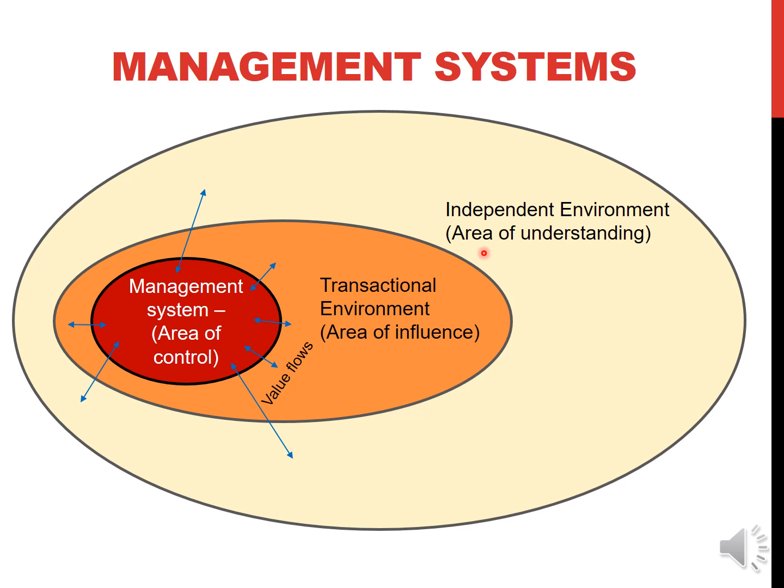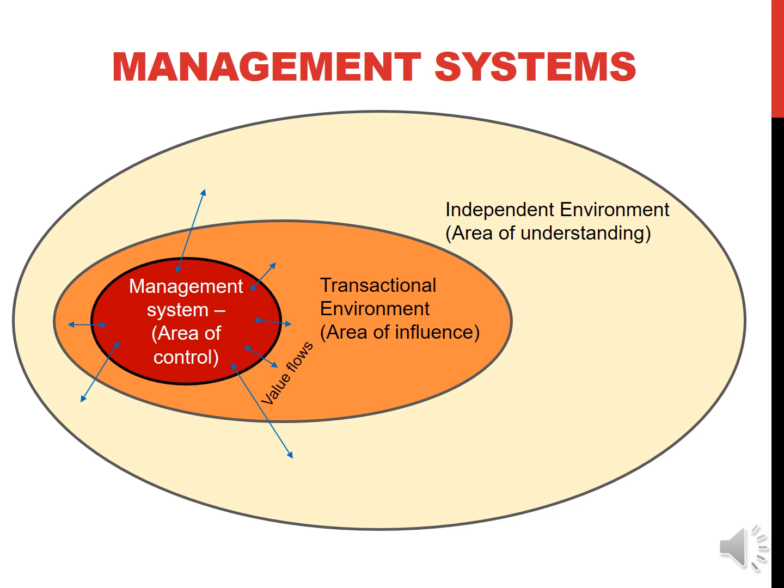The third area is the independent environment. This is an area of understanding. But the management system recognizes that the changes going on in the independent environment are important, and so the managers should recognize and adapt their systems to these changes to make sure that the organization remains a viable entity.